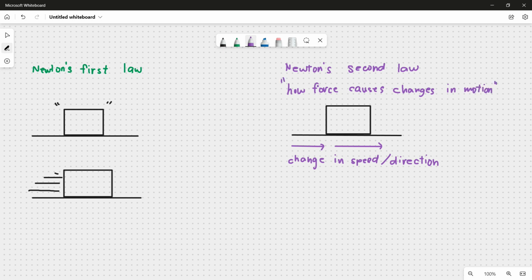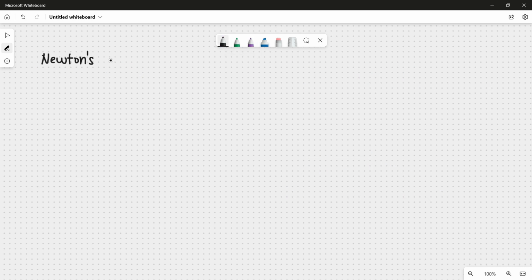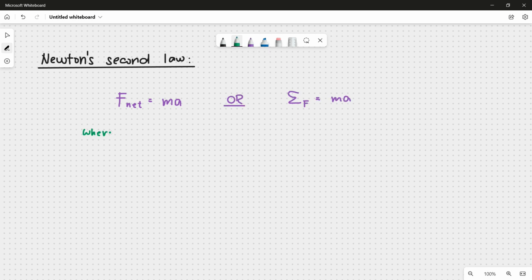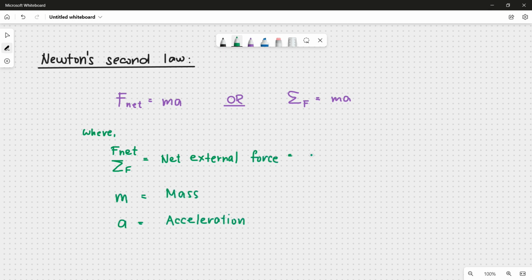This law is used to calculate what happens in situations involving forces and motion, and it shows the mathematical relationship between force, mass, and acceleration. Mathematically, the second law is most often written as net force is equal to mass times acceleration, or the summation of forces is equal to mass times acceleration, where net force, or the summation of forces, is the net external force, m is the mass of the system, and a is the acceleration. Note that the net external force is the sum of all the external forces acting on the system.